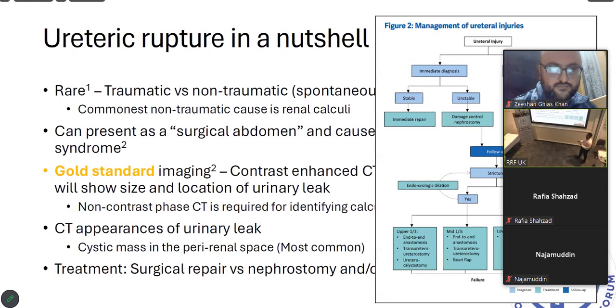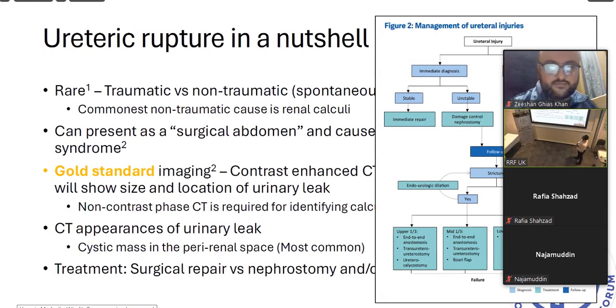They can present, as was in this case, with a surgical abdomen, with worsening abdominal pain and distension. And in some cases, they can cause an abdominal compartment syndrome, which essentially is a persistently elevated intra-abdominal pressure of more than 20 millimeters of mercury, causing organ failure. And in this patient, she had an AKI and type 2 respiratory failure caused by compression of the abdominal contents.